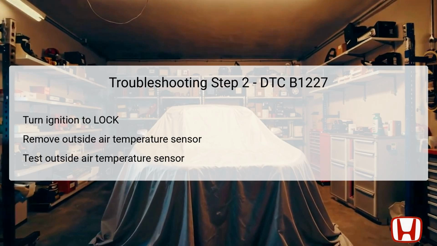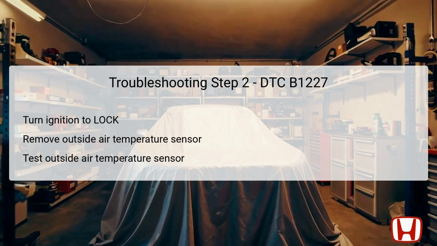circuit. In the second step of troubleshooting, you need to turn the ignition switch back to the lock position again. Subsequently, remove the outside air temperature sensor from its mounting location. With it detached, you should now conduct a thorough test of the sensor to confirm its operational status.